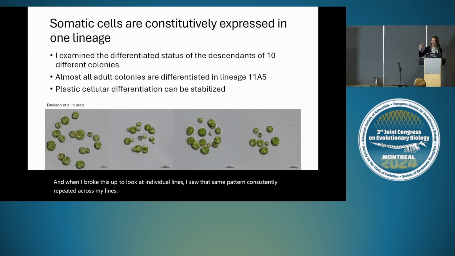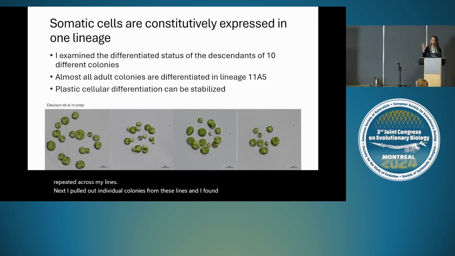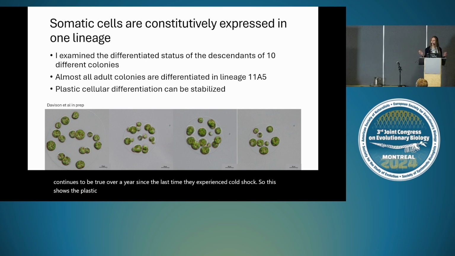Next, I pulled out individual colonies from these lines, and I found that in one of the lines derived from one of these subclones, somatic cells were constitutively expressed. So almost all of the adult colonies I examined in this line had somatic cells, and that continues to be true over a year since the last time they experienced cold shock. So this shows that plastic cellular differentiation can be stabilized, and it can be stabilized rapidly.